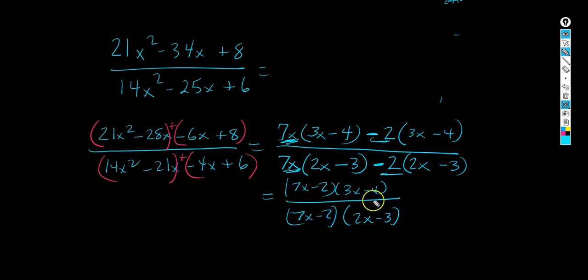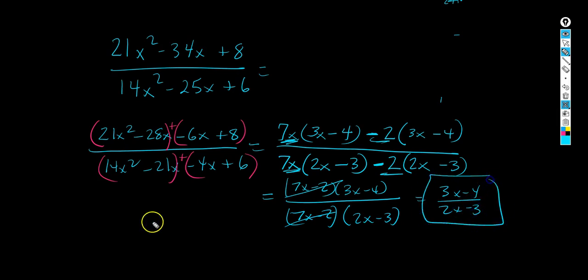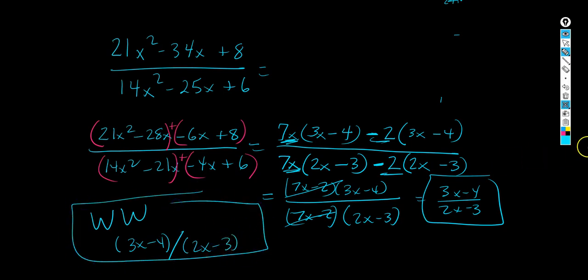And you can see now I have a product in numerator and denominator, so the 7x minus 2's cancel, and I'm left with 3x minus 4 over 2x minus 3. That's my answer in lowest terms. If I'm writing my answer in WebWork, I have more than one term in the numerator, so I have to put it in parentheses. And I have more than one term in the denominator, so I have to put that in parentheses. That's how we'd write the answer in WebWork.